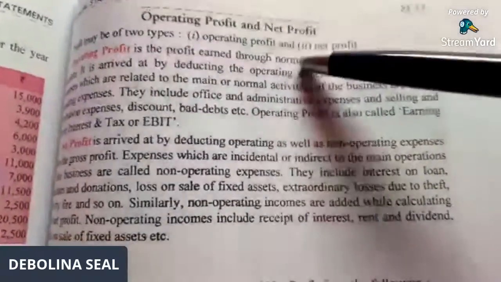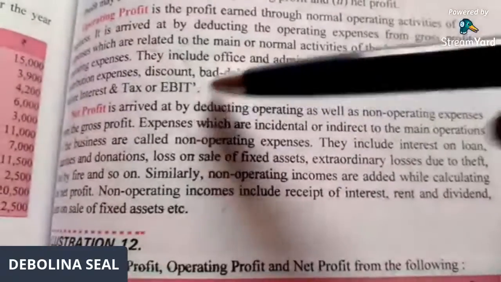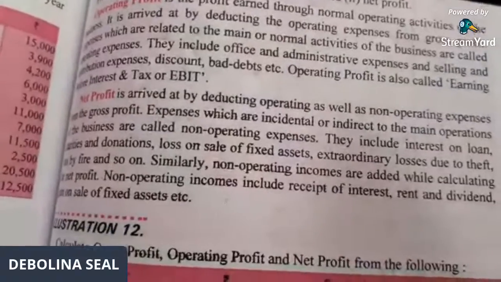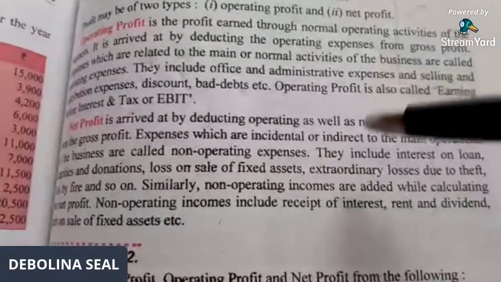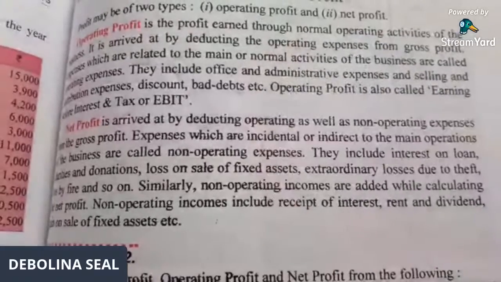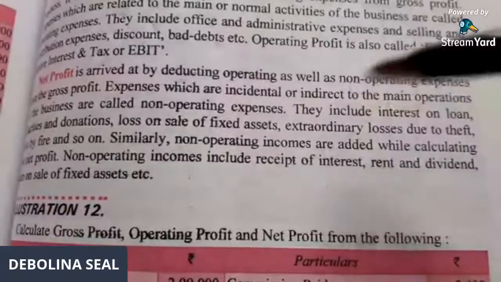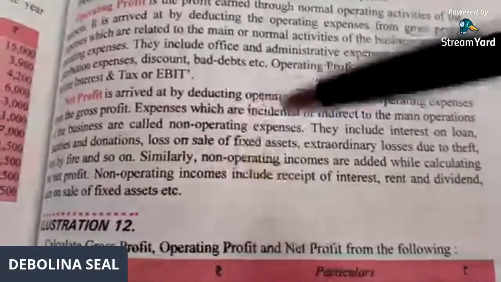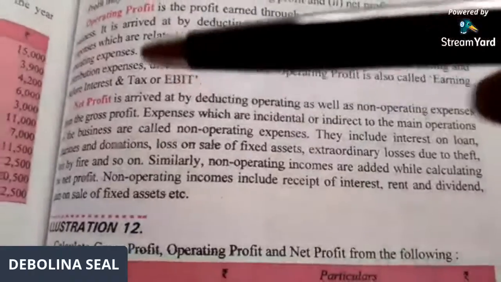Operating expense you have already come to know. Now what is non-operating expense? Expenses which are incidental or indirect. So direct expenses related to business are operating, and indirect expenses related to business are non-operating. They include interest on loan, charities and donation, loss on sale of fixed asset, extraordinary losses due to theft or by fire.